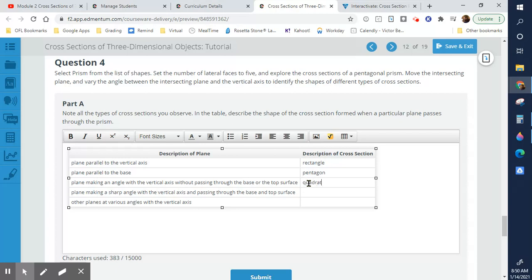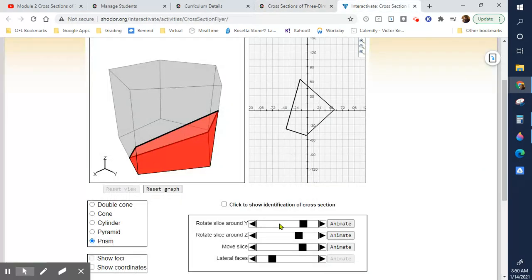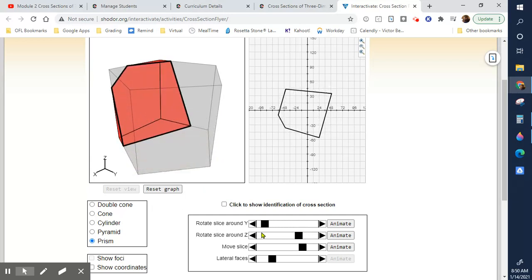So if we do that, let me change this angle. I want it through both, so I'm going to have to move it and change the angle a little bit. So it is going through there.